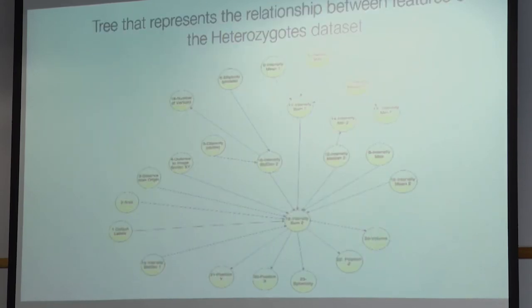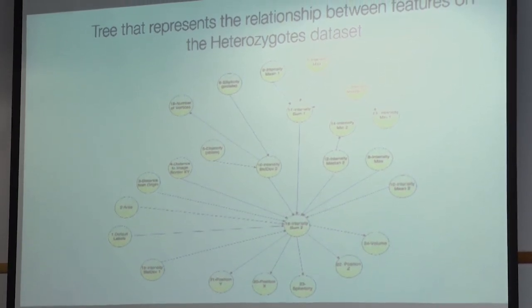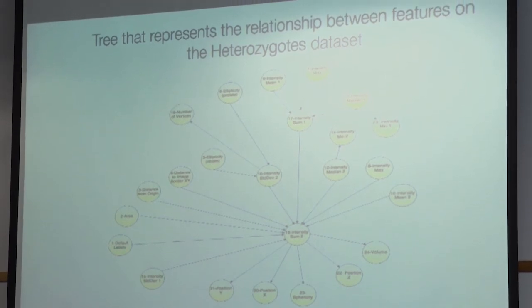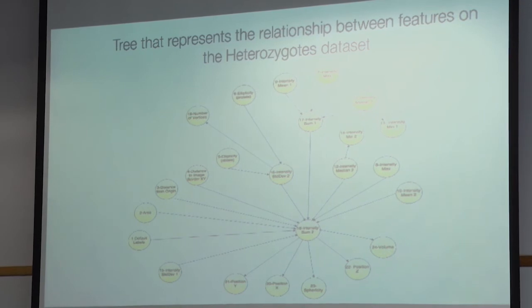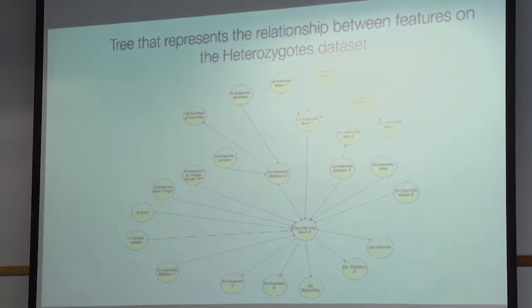Finally, we used the Chow-Liu algorithm to build a probabilistic model that represents dependencies among the variables and shows the overall structure of the data. As you can see here, we have a tree which describes the dependencies in the heterozygote dataset. For example, if we look at the intensity sum 2, we can notice that it gets affected by a lot of variables. And in turn, a change in the intensity sum 2 only affects the geometric aspect of the synapses.